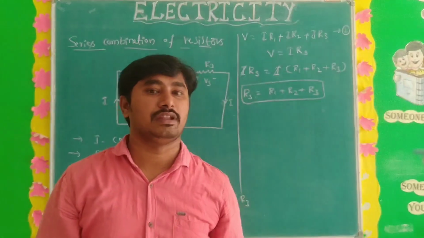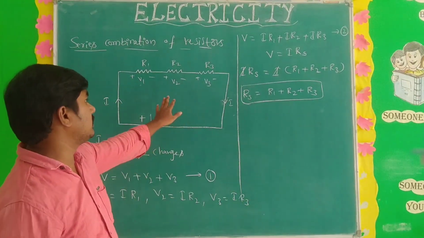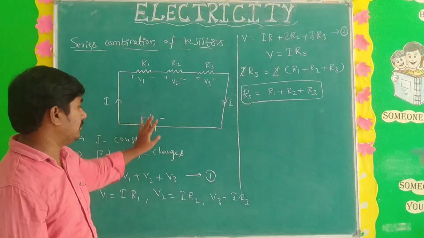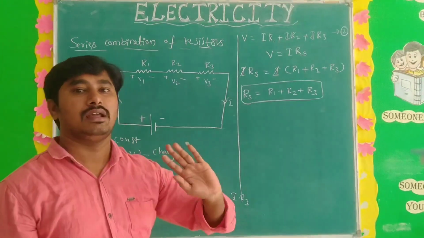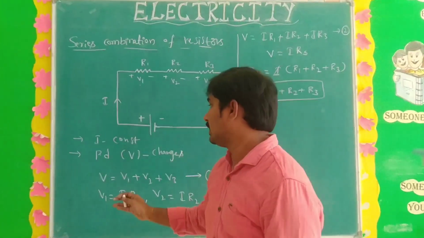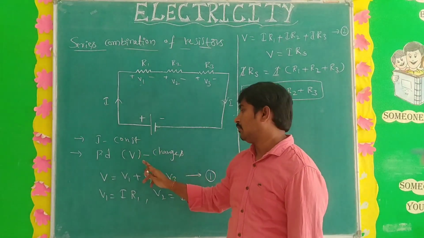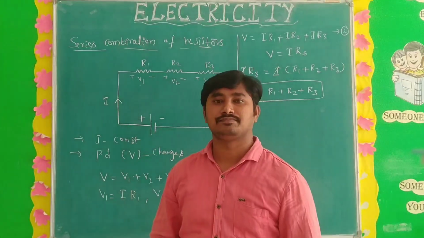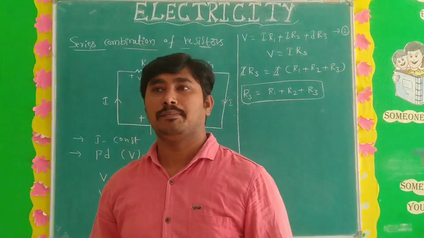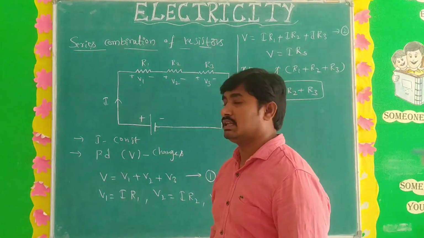Understand? This is very important. So the series combination, diagram and derivation. And what is the point here? In the series combination, current is constant, potential difference changes. And also some important points in the series combination.